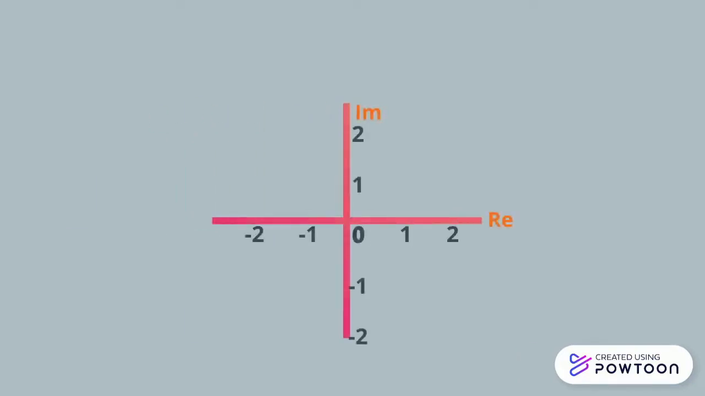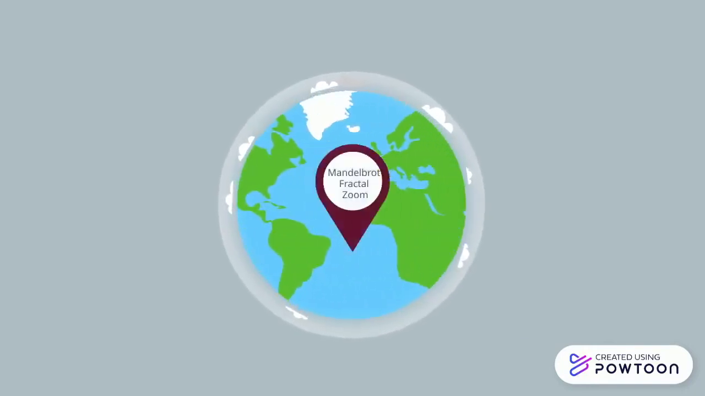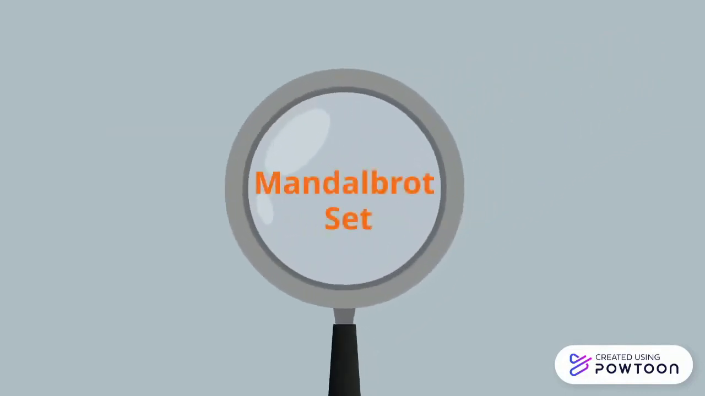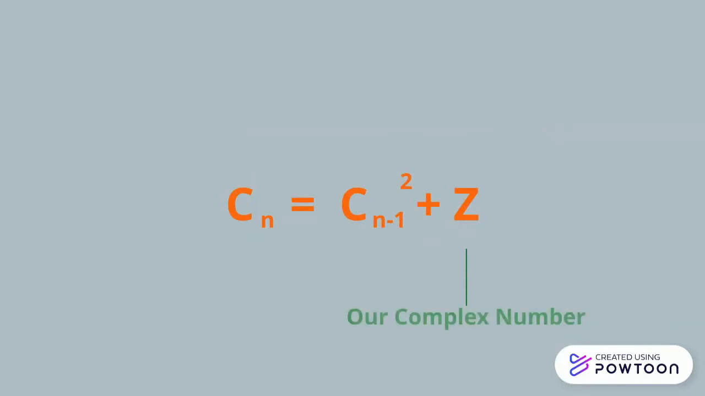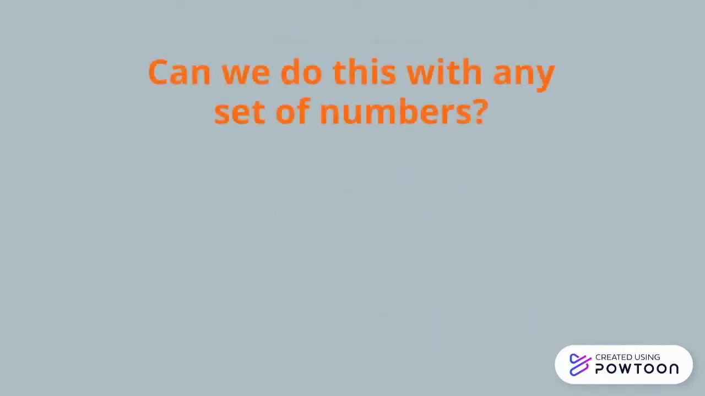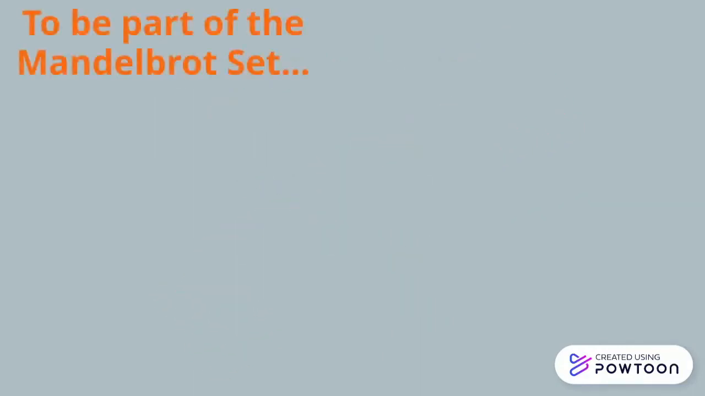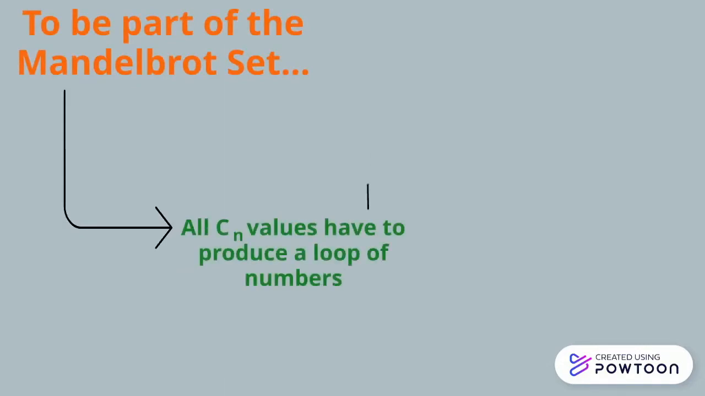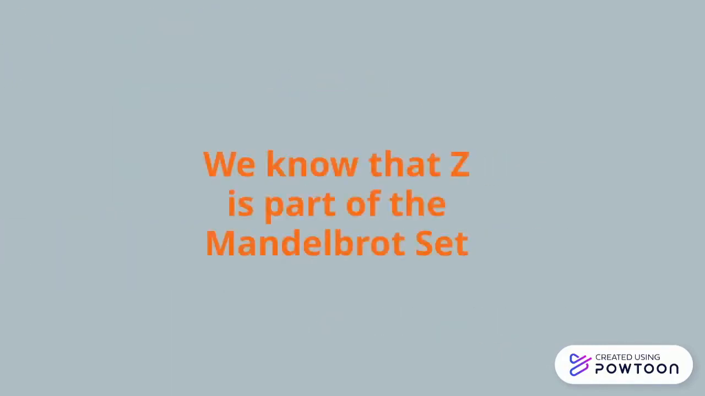By working in the complex plane, we can explore a whole new realm of mathematics, including the Mandelbrot fractal zoom. To identify the Mandelbrot set, the equation Cn equals C(n-1) squared plus z is used. In this equation, z is our complex number, and C(n-1) is the value of the previous index of the set. But can we just pick any random set of numbers and zoom in? The answer is no. To be a part of the Mandelbrot set, the set of values Cn must produce a continual loop of the same values repeating over and over again. If this occurs, then we know that the complex value z is a part of the Mandelbrot set.